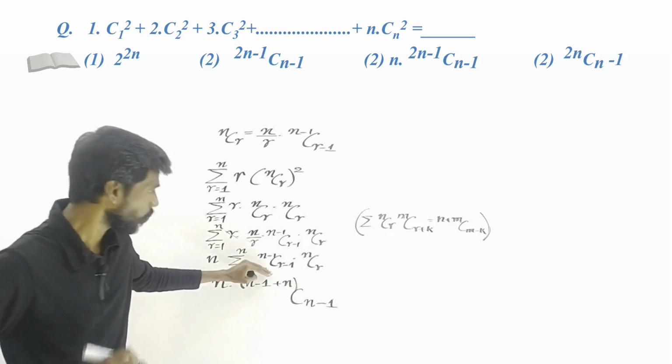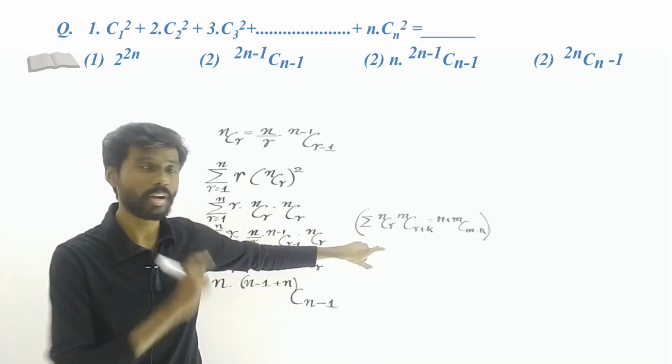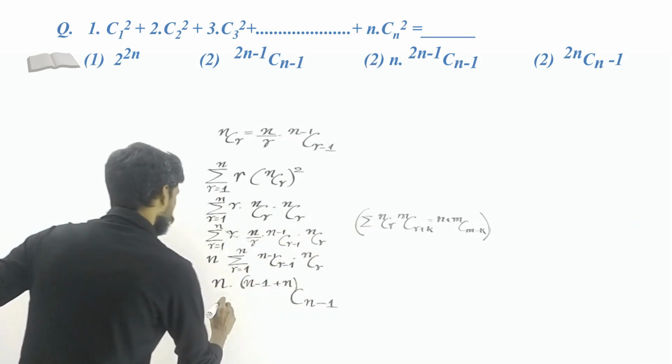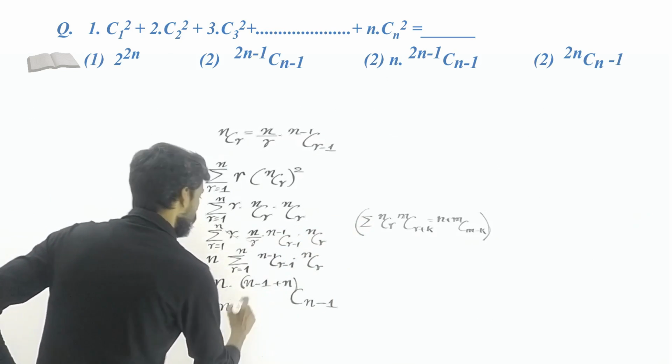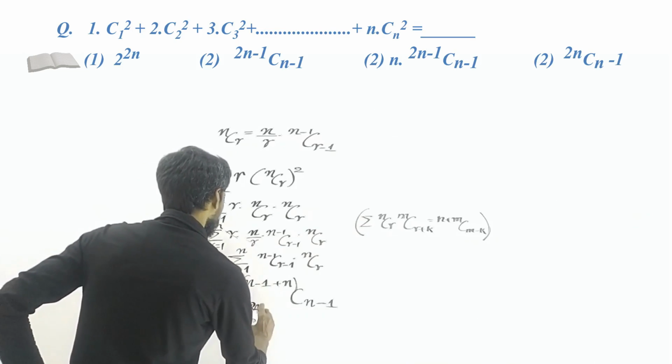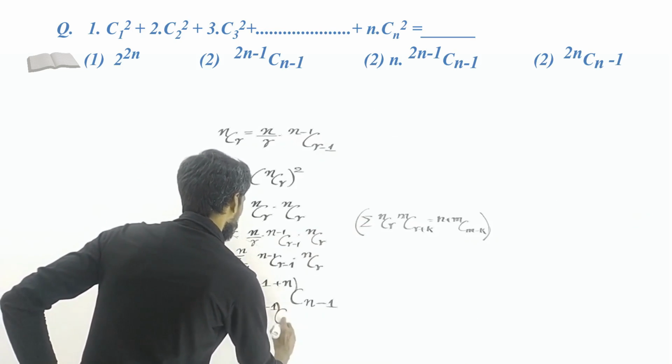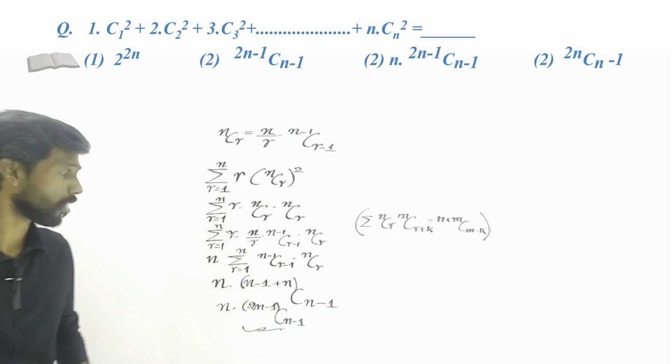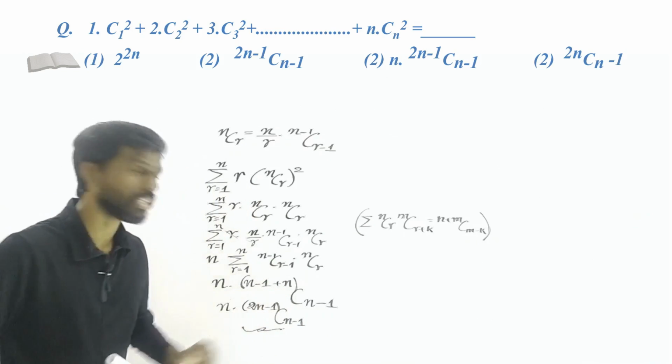We have to compare what we got with the formula that we are already familiar with. So what is this value? That is n multiplied by (2n-1)C(n-1). So that's all. This is the required answer: n multiplied by (2n-1)C(n-1).